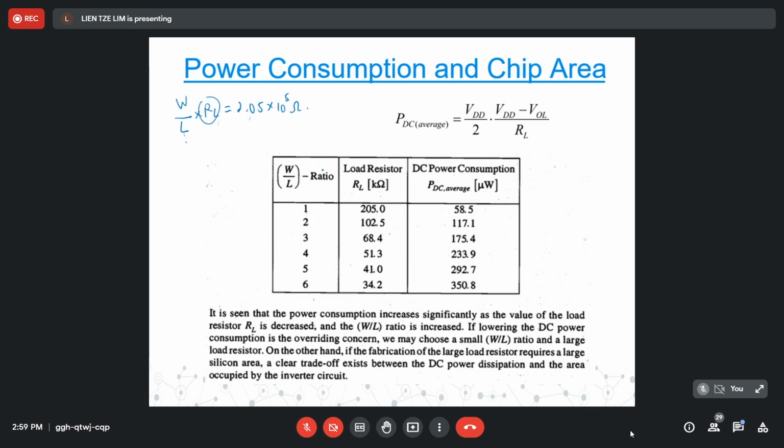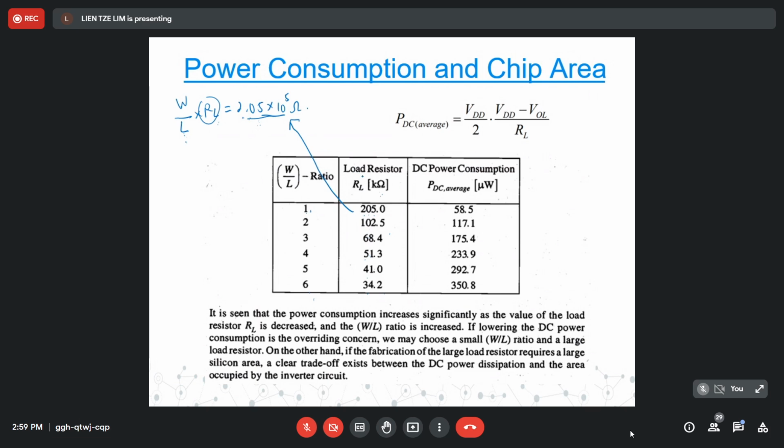You see that when the width over length ratio is 1, the load resistor will be 205 kilo ohm. It is based on this formula from here. The rest of the values here also come from this formula, after the width over length is determined.